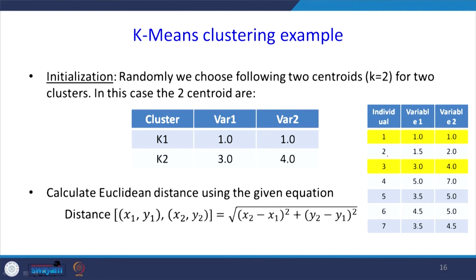The position of point 1 is (1, 1). The position of point 3 is (3, 4). So what is the initialization? Randomly we choose the following 2 centroids, where k equal to 2 for 2 clusters. In this case, these 2 centroids are the points themselves: K1 is (1, 1), K2 is (3, 4). So, calculate the Euclidean distance using the given equation between all the points and the clusters. The formula for finding the Euclidean distance is the square root of (x2 minus x1) squared plus (y2 minus y1) squared.